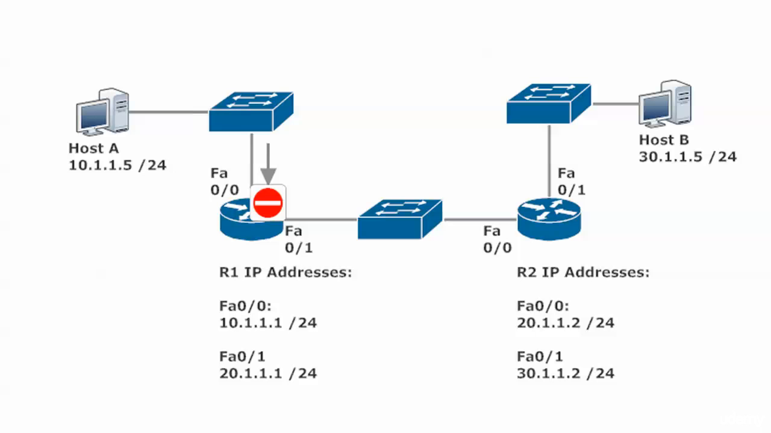Well, we don't want them to go back out FastEthernet 0/0. That wouldn't make any sense. What we're doing here is saying, okay, send them down to 20.1.1.2, which is router 2's FastEthernet 0/0 interface. And basically, what we're doing there is the same thing we do with the default gateway on host A. We're saying, send these packets to this address, and I hope that address knows what to do with them. We know from looking at this diagram that it will. So let's make that happen.